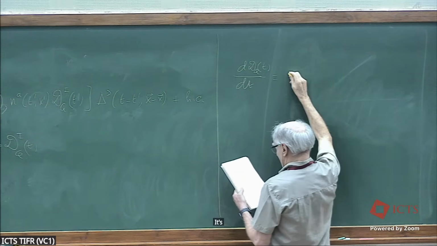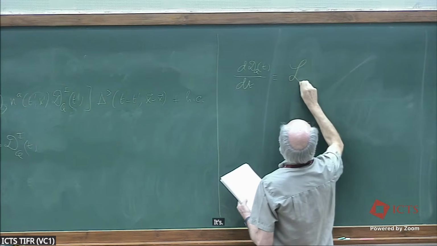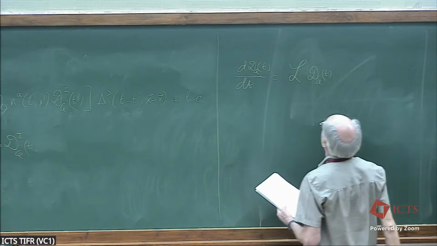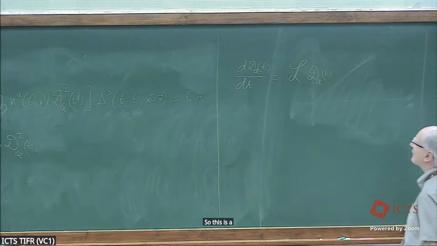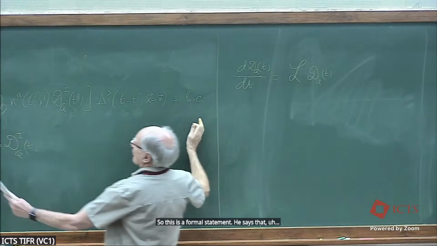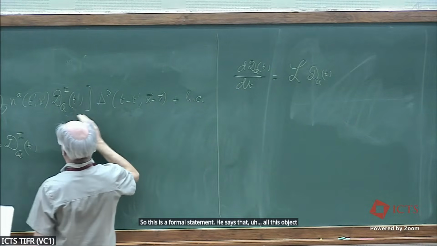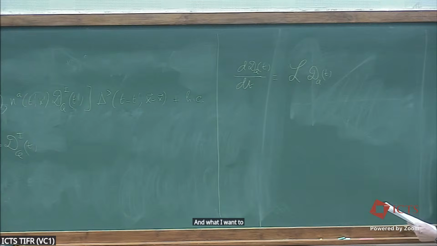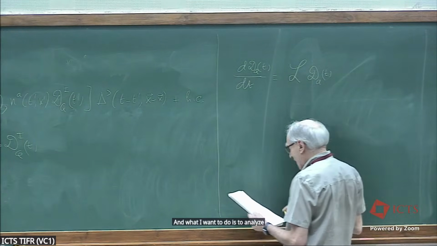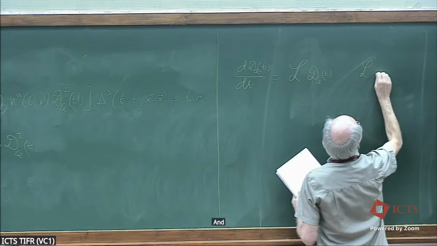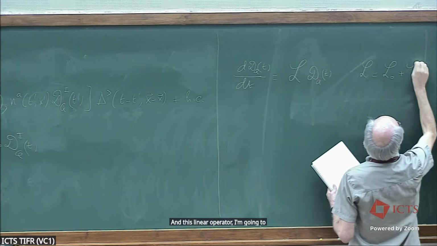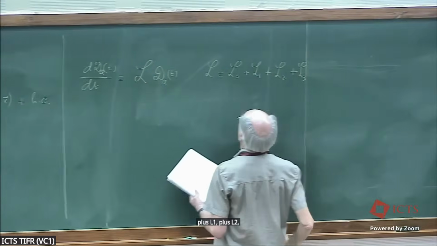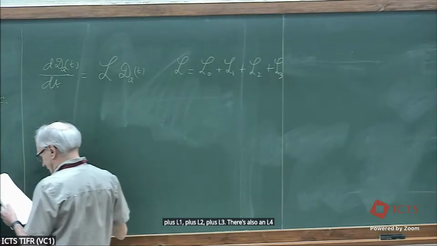So this is a formal statement. It says that all this object here is a linear operator acting on D, right? And what I want to do is to analyze this linear operator. I'm going to write it as L0 plus L1 plus L2 plus L3. There's also an L4, which I won't write explicitly.